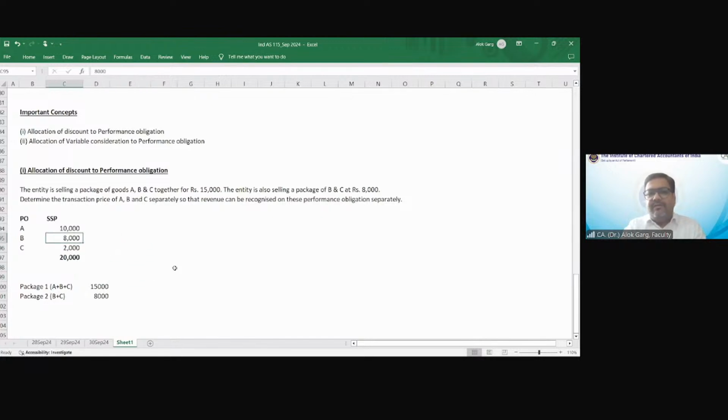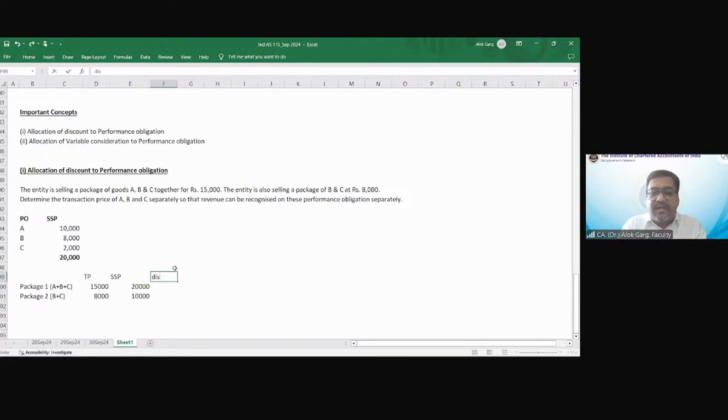However, the total price of B and C, this is the transaction price. But what is the normal price? What is the standalone selling price? For this package it is 20,000. For this package it is 10,000.